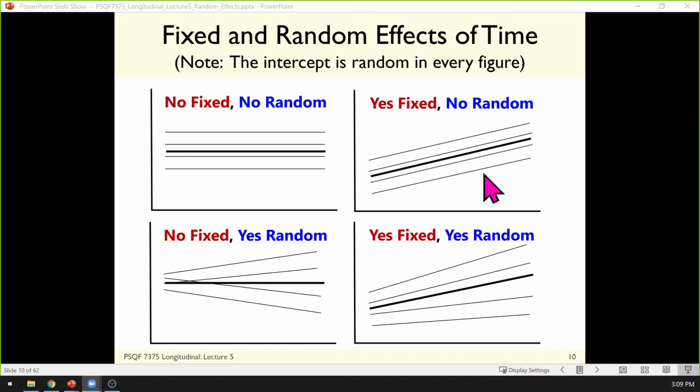Yeah, and if you got the upper left, it would be awful, right? Because it's like nothing. The upper left is a picture of an intraclass correlation potentially close to 1, right? Like all of the variance is cross-sectional. You wasted your time.